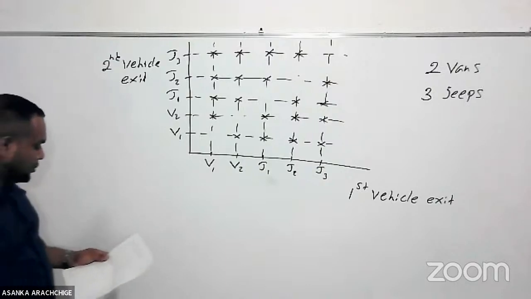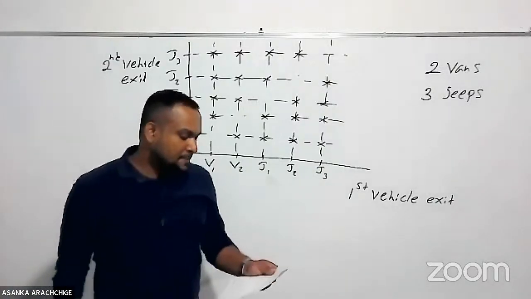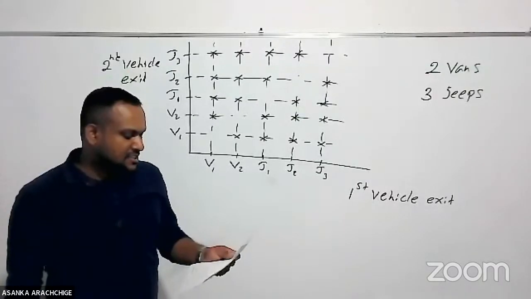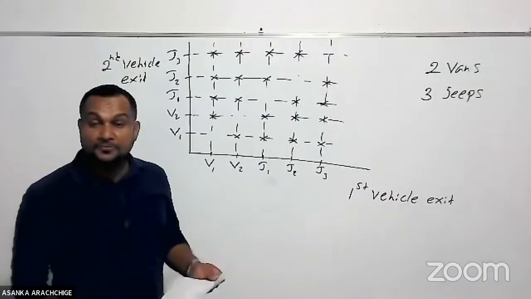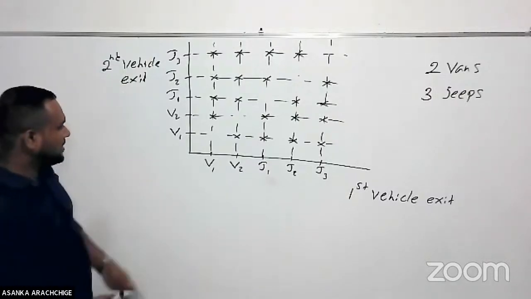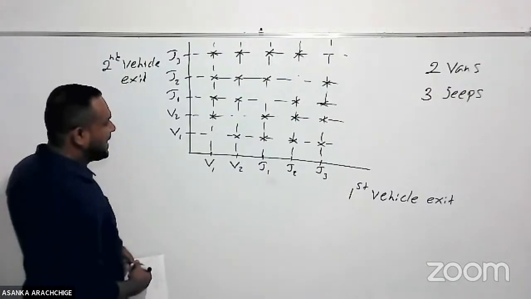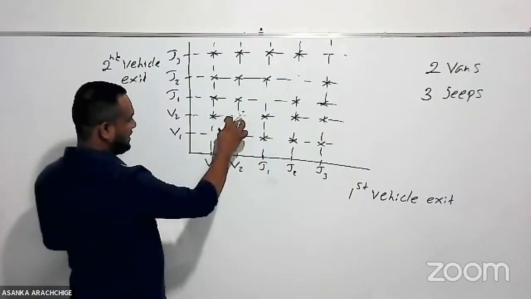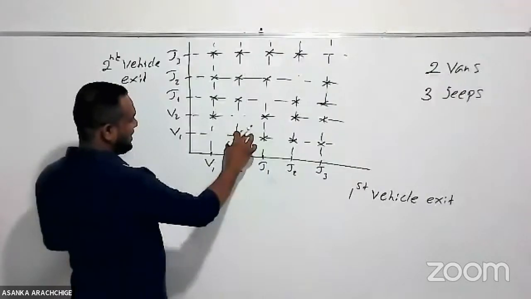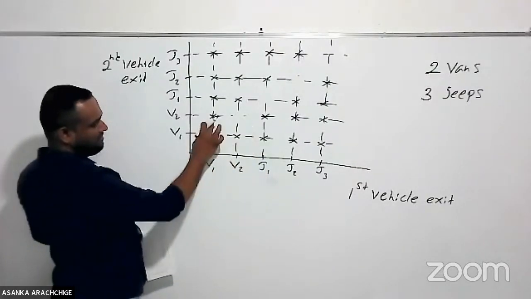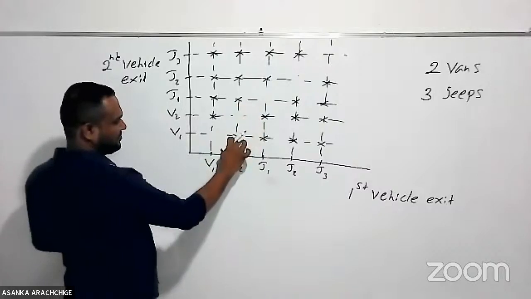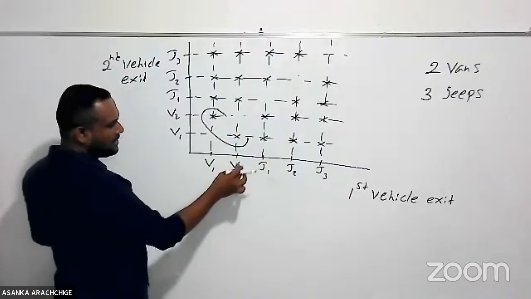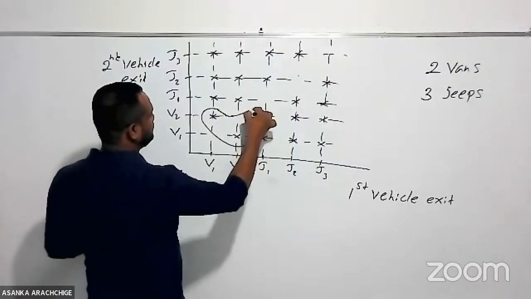Right. Number 2. Find the probability of the two vehicles that exit being the same type of vehicle. The same type means both being vans or both being jeeps. Van can happen here, no? The same type, and jeeps.